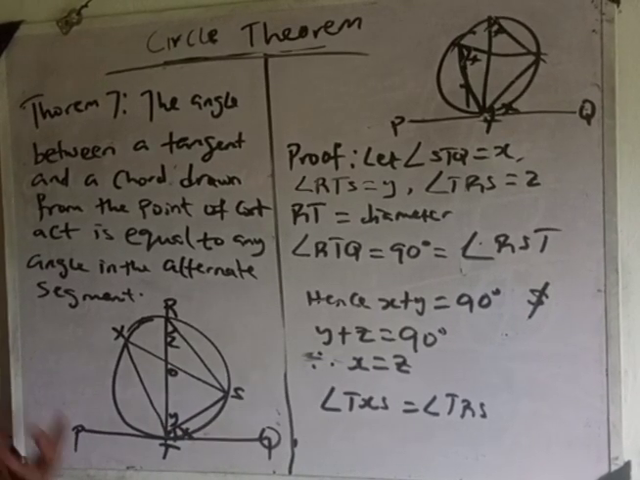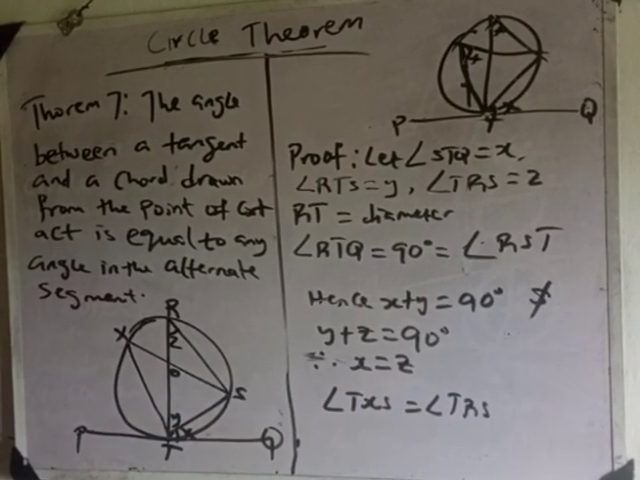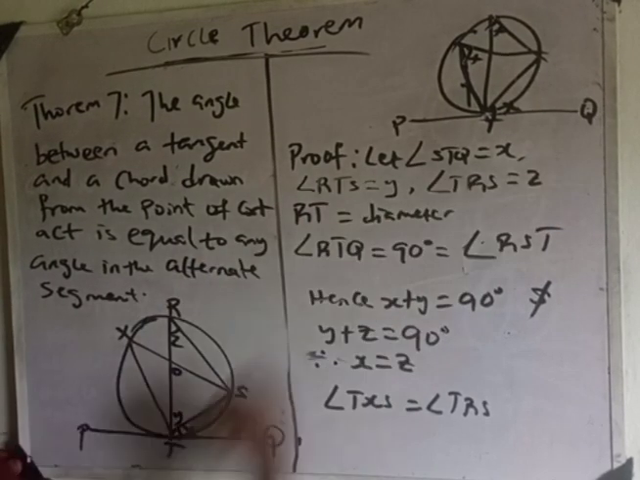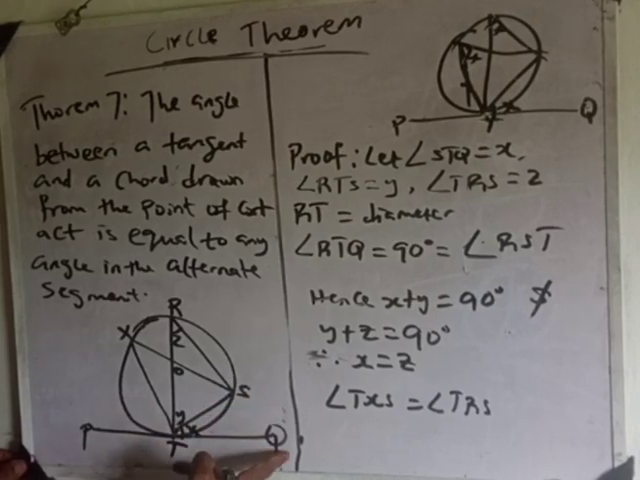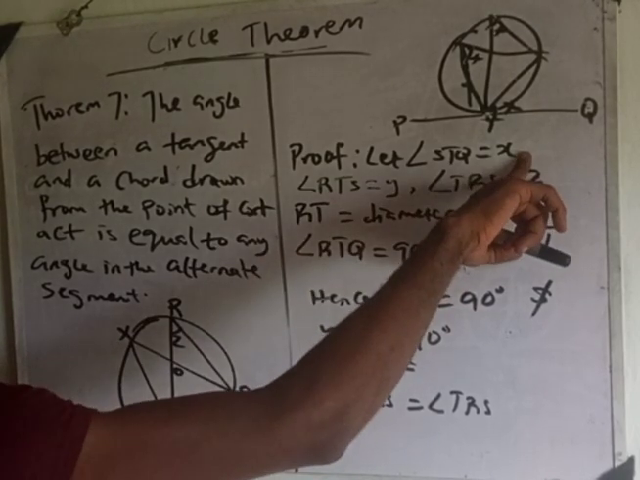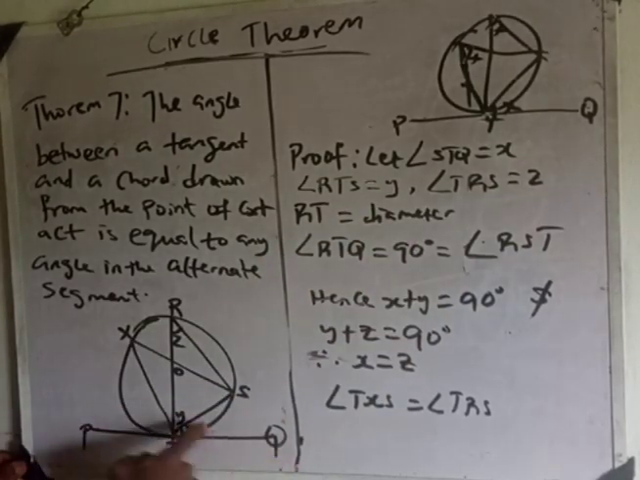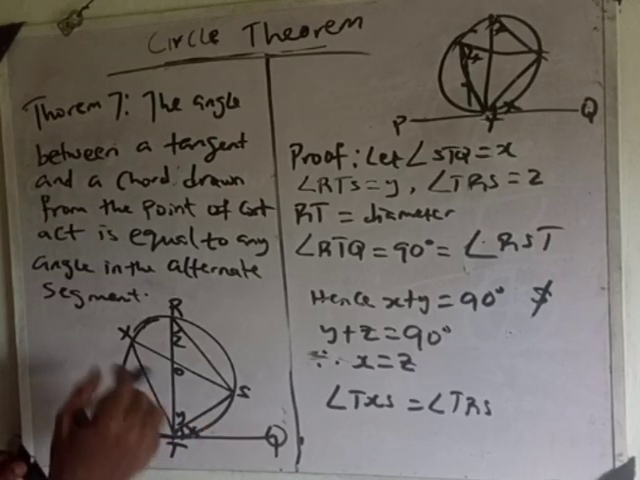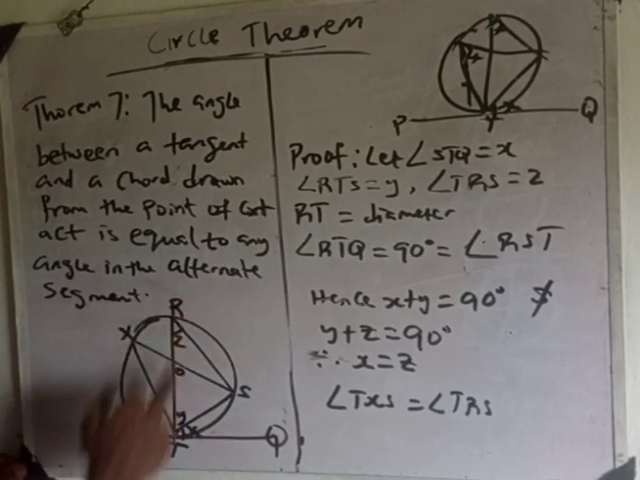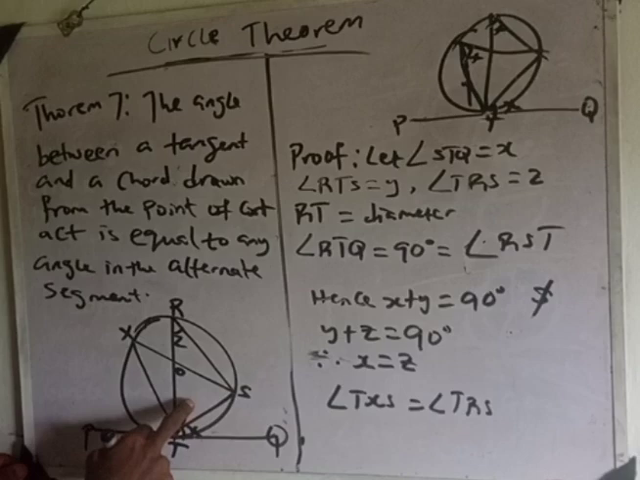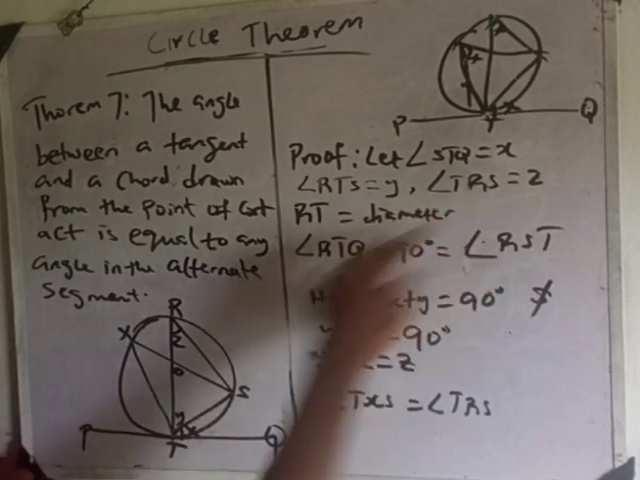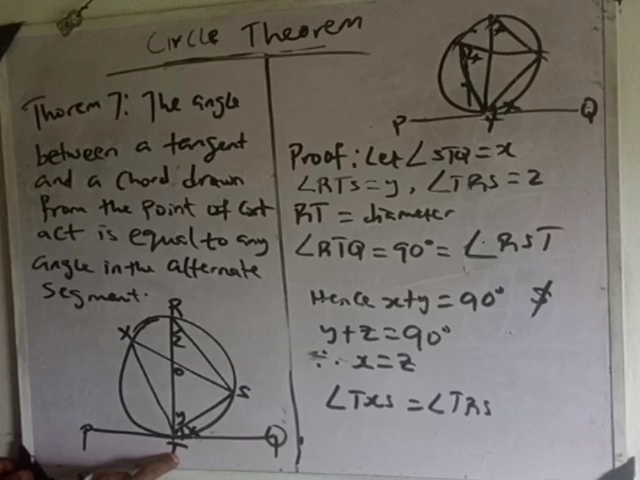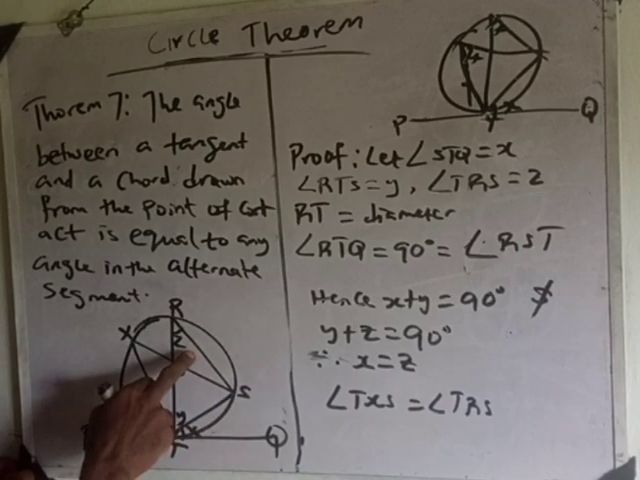Now there are some assumptions I want us to be making. First of all, to prove it, we have that angle STQ. This is STQ. We take it to be x, right? STQ will be x. This is our angle x. We also take that angle RTS, we'll call it y. We just label it y. And we call our angle TRS, we call it Z.